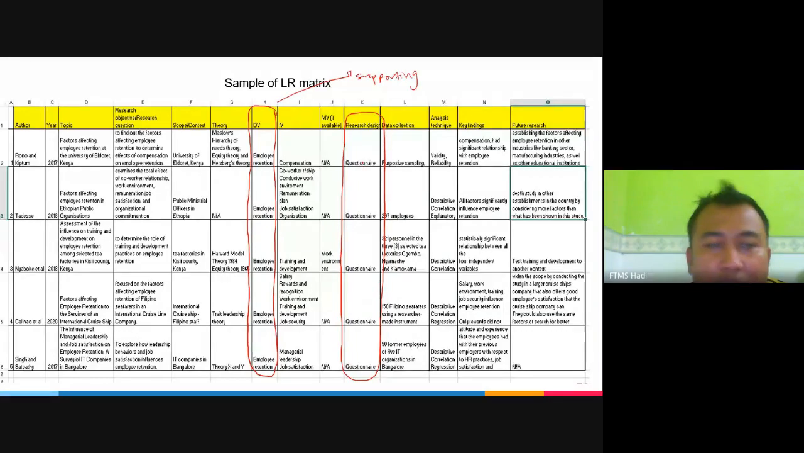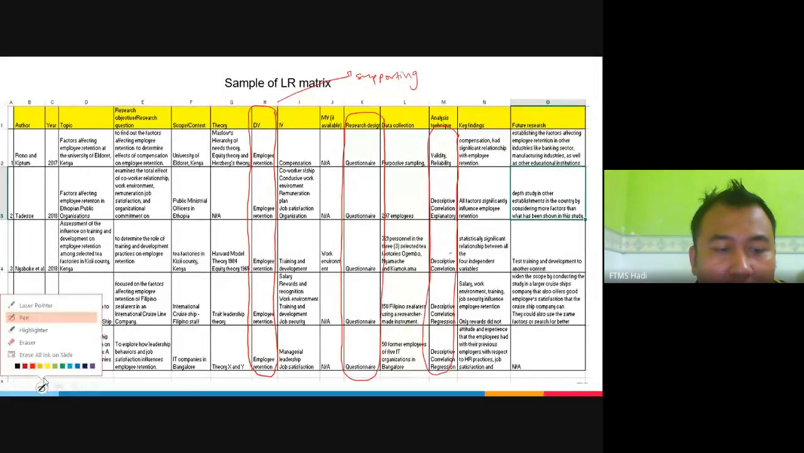Why? Because previously it was done by Rono, by Tadese, by Niabuke, because previous researchers used questionnaire as well. Another thing, analysis, almost the same. Yeah, you decided to do descriptive or regression or correlation because previous studies show that they are using the same method as well. There is nothing wrong because you are supporting.